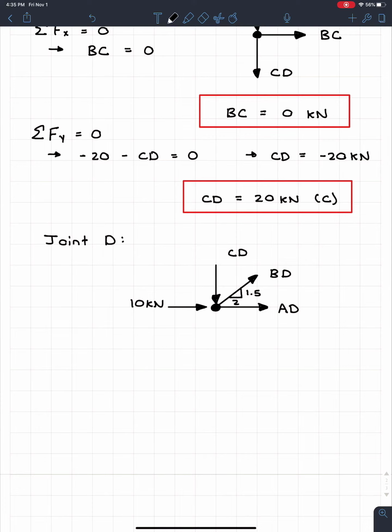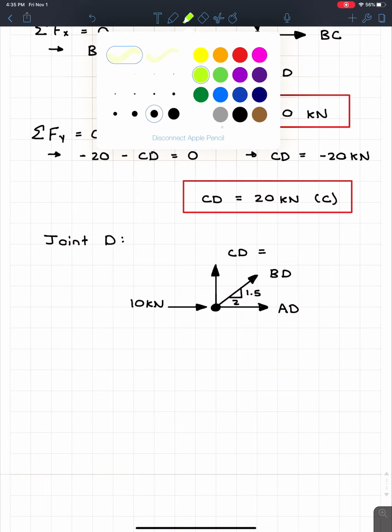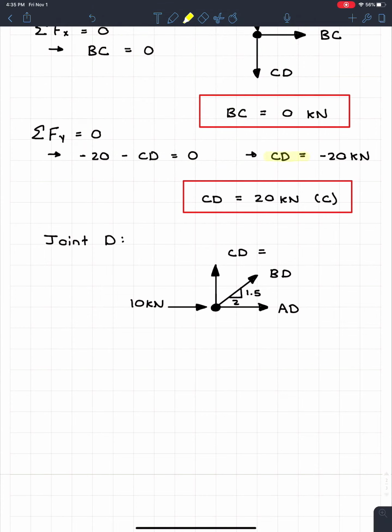But I told you guys, and I hope this is what you remember, please do not do this. Always assume it's going in tension. We know that it's actually not in tension right now, but we're going to assume it is in tension. So we're going to still assume tension. But when we put in the value, we're going to put in the exact value that we found. Looking up here, we knew that CD is equal to negative 20. So right here, I'm going to put negative 20 kilonewtons.